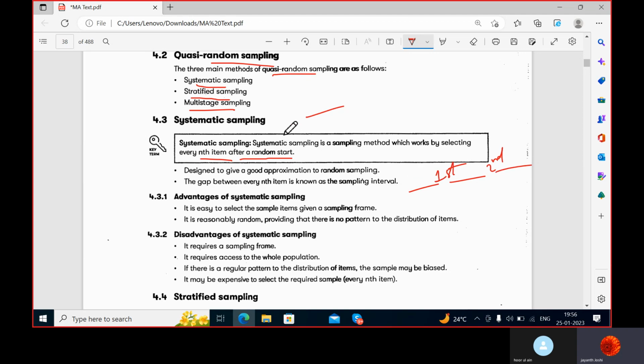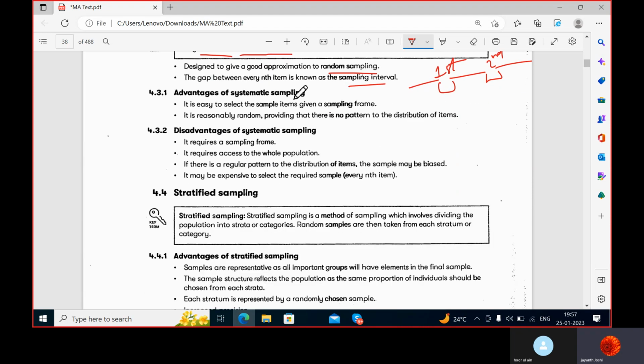It is designed to give a good approximation to random sampling, because we are taking some interval, some break, and when you take a break there's more productivity, correct? The gap between every nth item is known as the sampling interval, as I told you. Advantages: it is easy to select the sample items given a sampling frame, because we are not sampling for the sake of sampling, but taking some interval, some pause, some break.